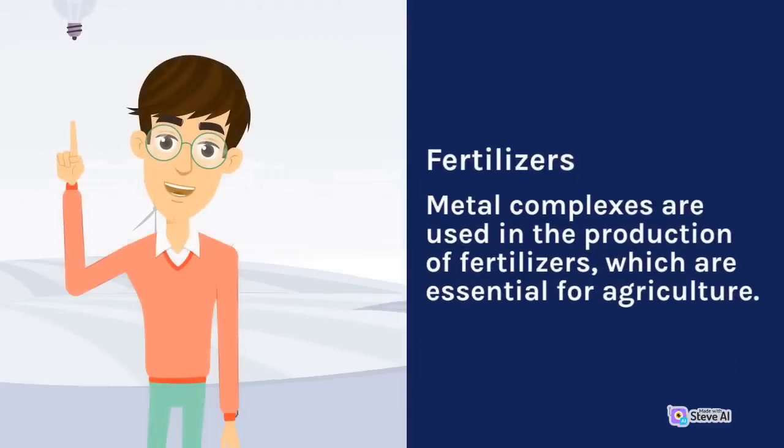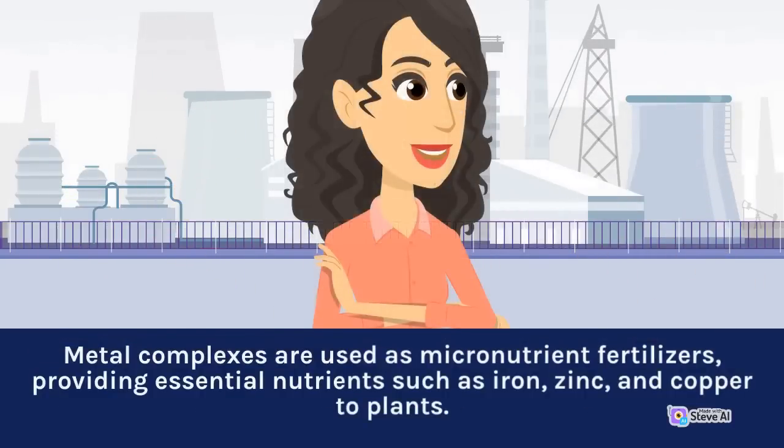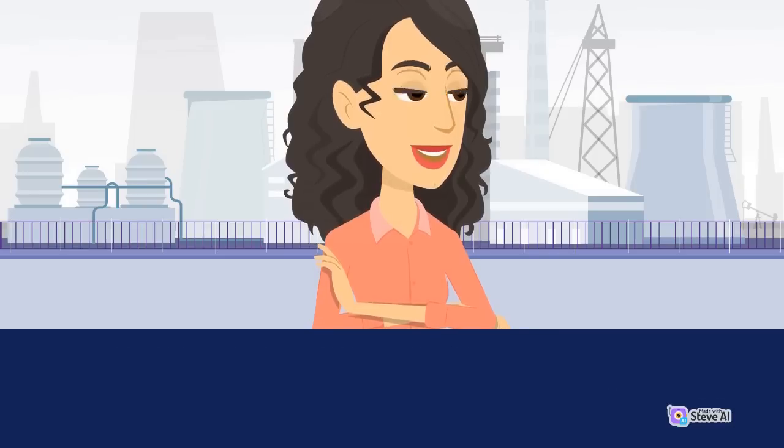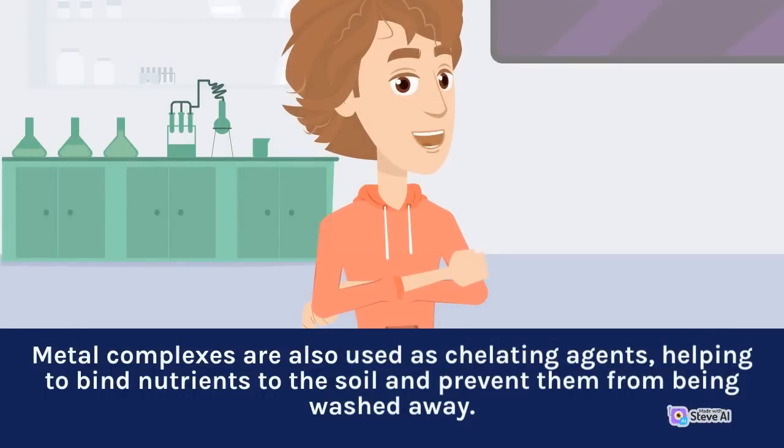Fertilizers. Metal complexes are used in the production of fertilizers, which are essential for agriculture. Metal complexes are used as micronutrient fertilizers, providing essential nutrients such as iron, zinc, and copper to plants. Metal complexes are also used as chelating agents, helping to bind nutrients to the soil and prevent them from being washed away.